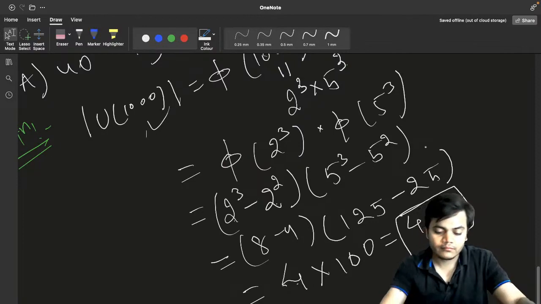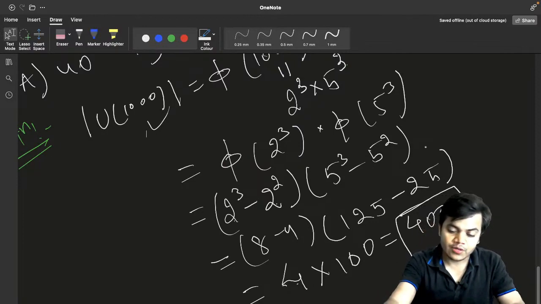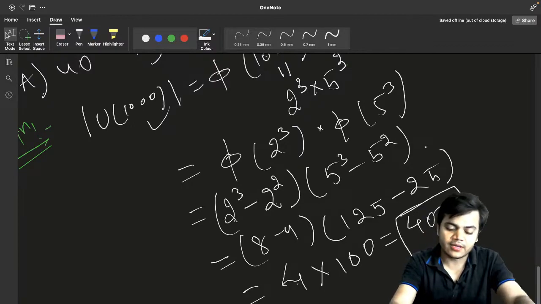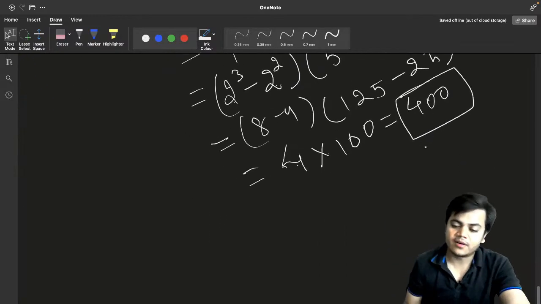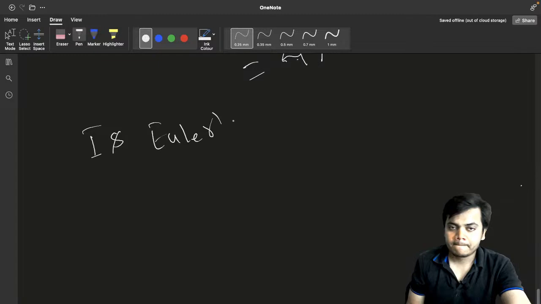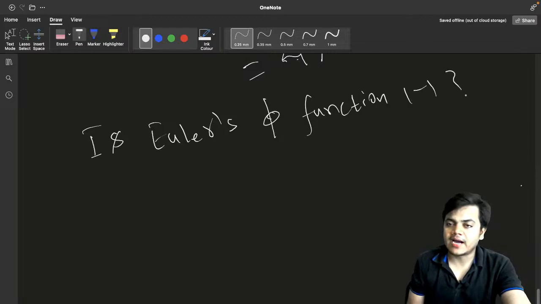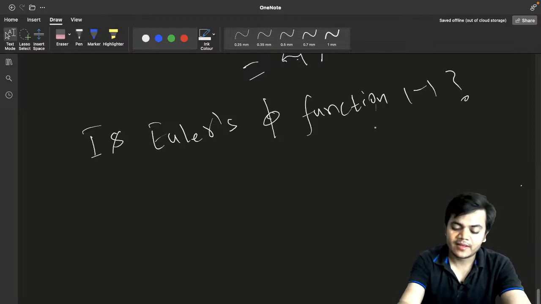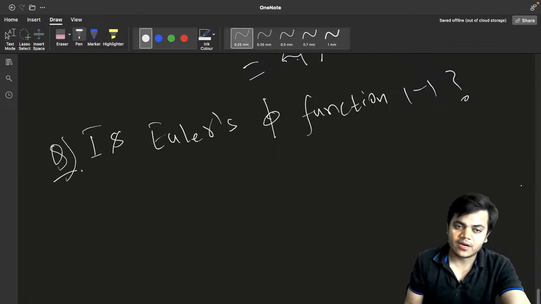Okay. Yes. So now here is a very beautiful question. Is Euler's phi function one-one? Then what do you think? What would you like to say about it? Is Euler's phi function one-one? Will Euler's phi function be one-one?